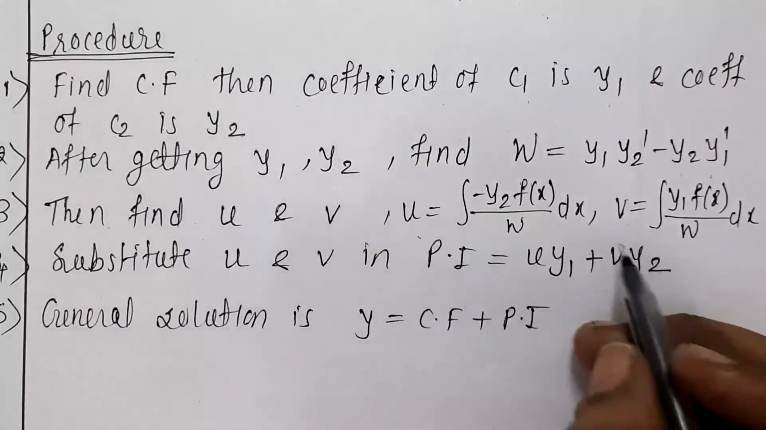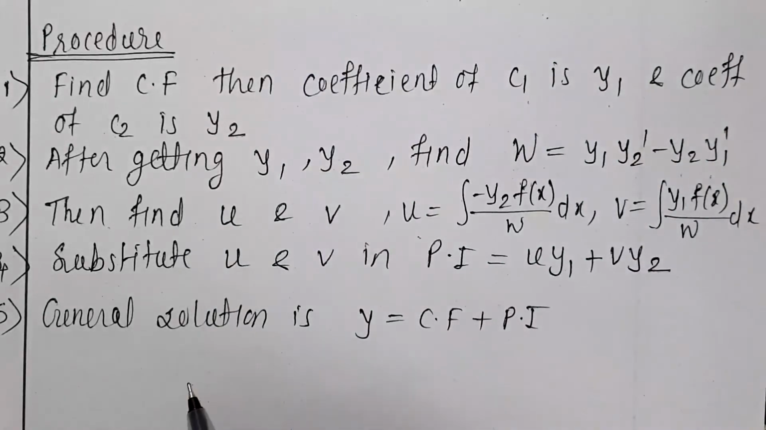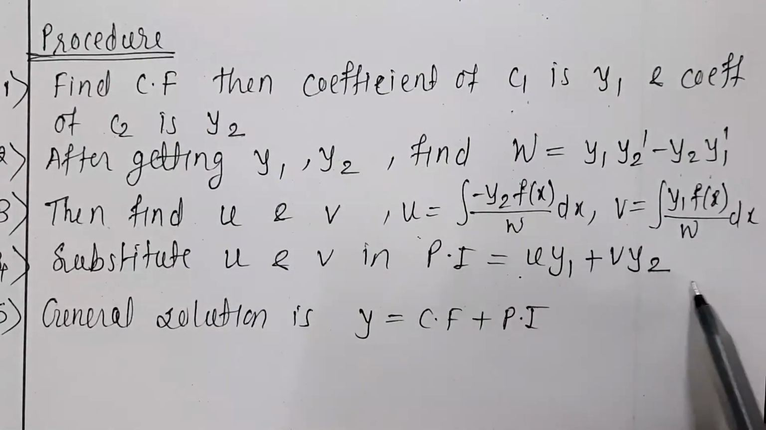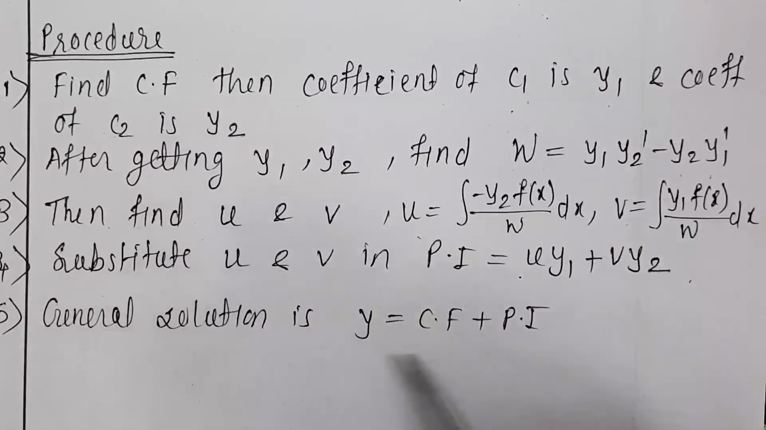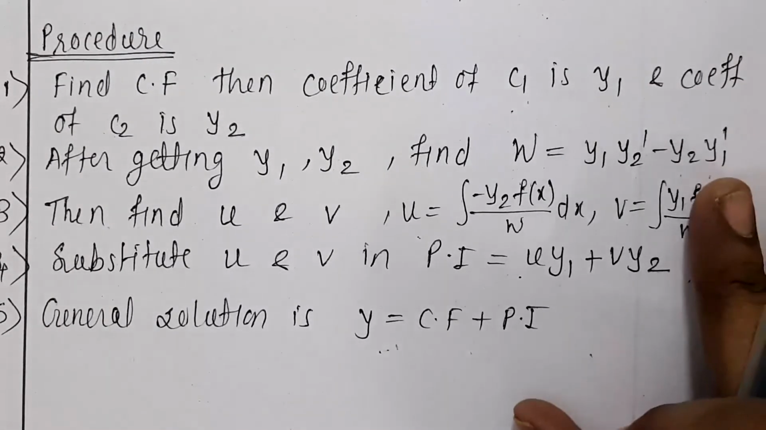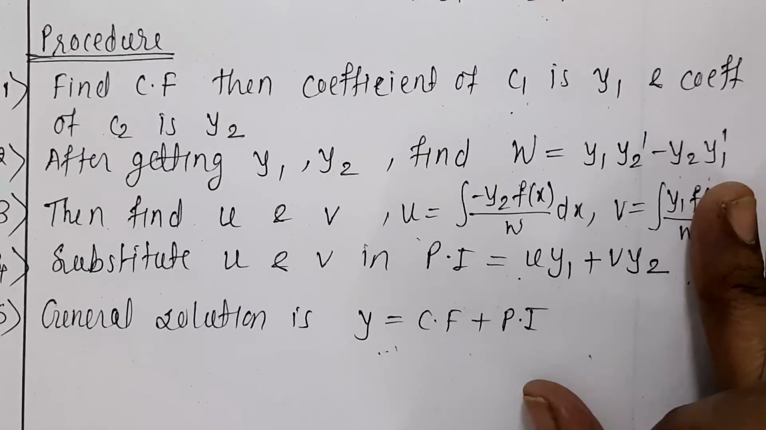Now after getting u and v, you will get PI. So PI is u multiplied by y1 plus v multiplied by y2, and the general solution of this differential equation is y is equal to CF plus PI. So after getting CF and PI, add them, and you will get the final solution for the given differential equation.